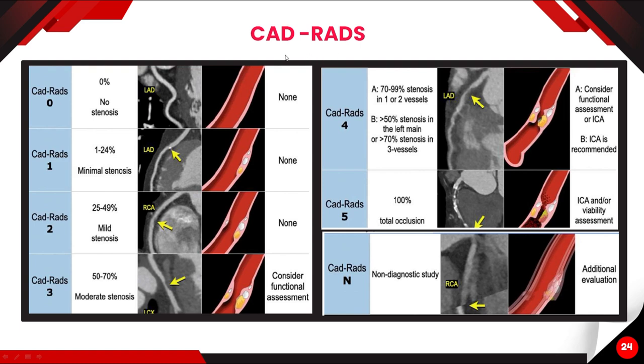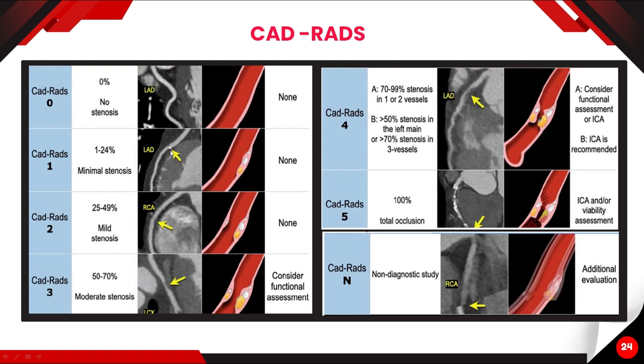CAD-RADS is categorized into 0 to 5 categories based on the percentage of the stenosis caused by the coronary plaques. Here we can see there is no plaque and there is no stenosis. It is called normal coronary arteries. It is categorized as CAD-RADS 0.